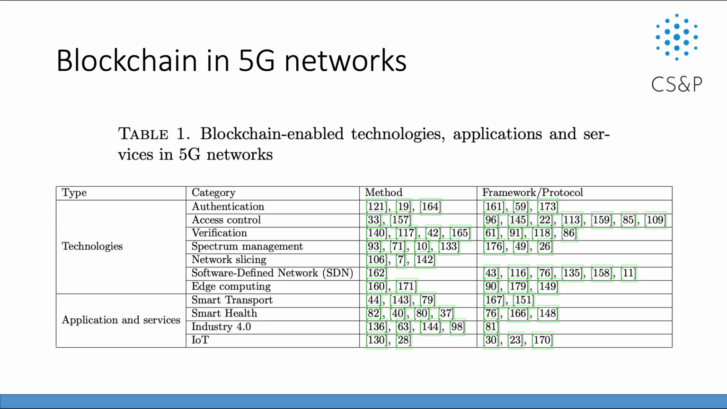This table is a summary of the blockchain-enabled technologies, applications, and services in 5G networks. For technologies, it includes authentication, access control, verification, spectrum management, and so on. For applications and services, it includes smart transport, smart health, Industry 4.0, and IoT.